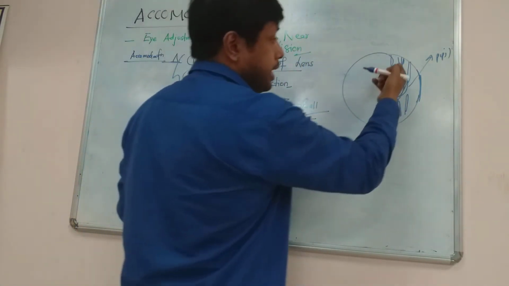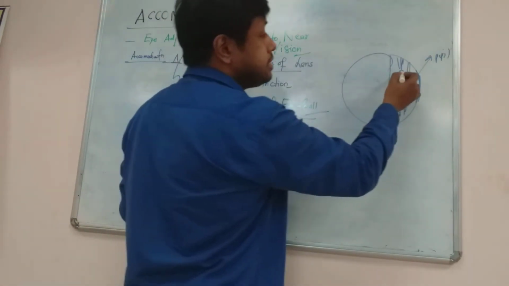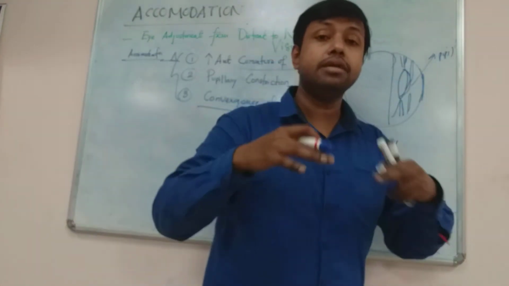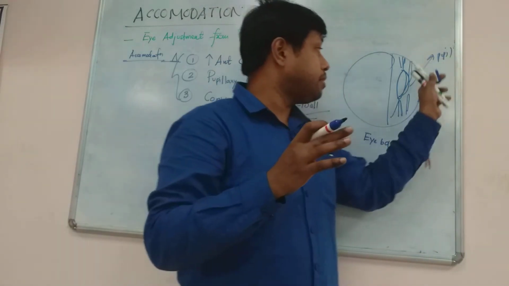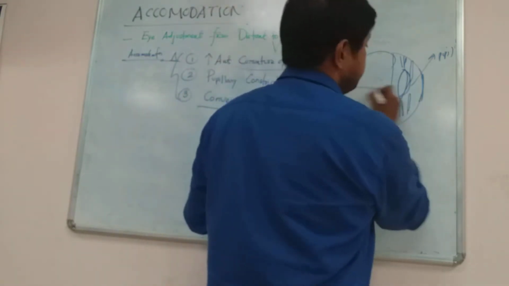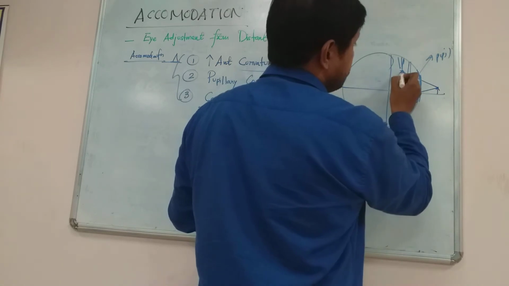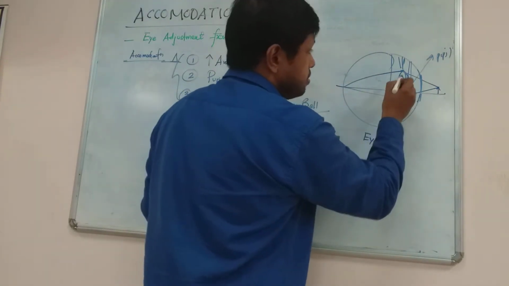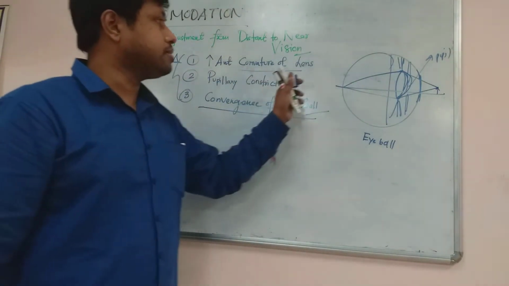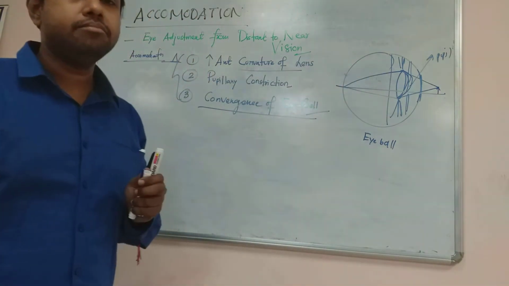Now the lens somehow has to converge this light on the retina. That's why it increases the anterior curvature of the lens, so that it increases the convergent power of the lens, and the divergent rays of light coming from the near object will be converged on the retina. So this is the near, and now the rays will be divergent, so they have to fall on the retina. That's why the anterior curvature of lens has been increased, and this is because of contraction of the ciliary muscles and ligaments, and because of that this mechanism happens.